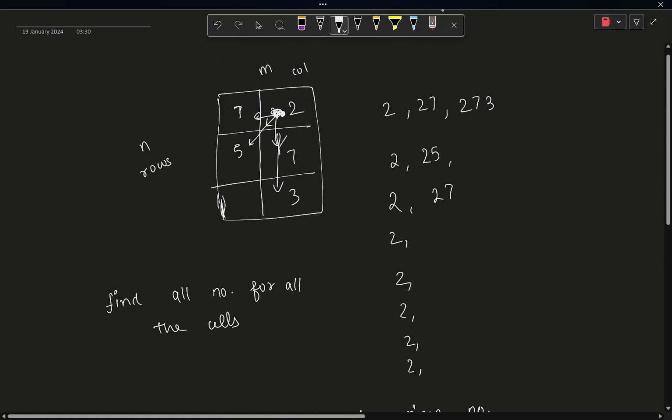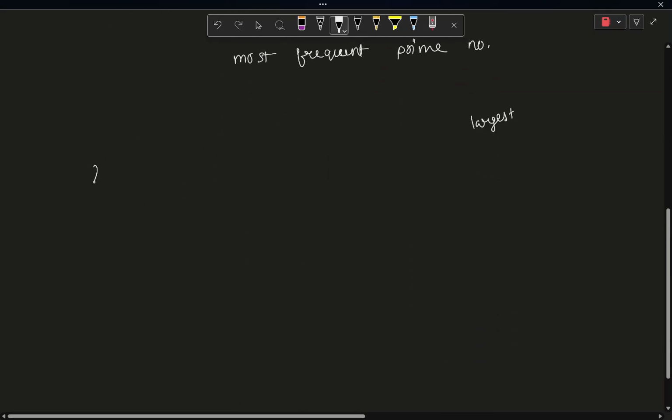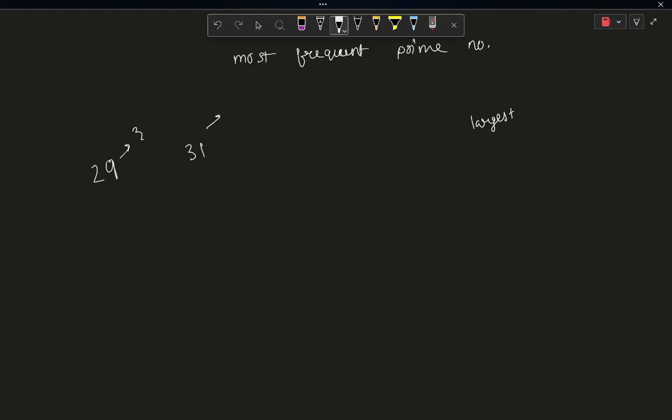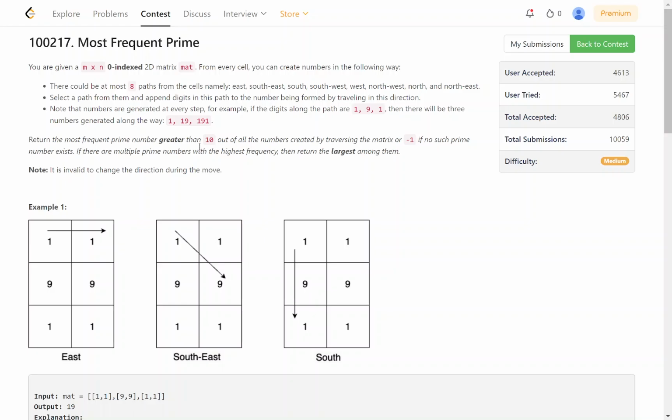So in case, let us say that for some given input you are getting 29 and 31 as the two prime numbers which are coming 3 times, then you will return 31 because it is larger than 29 and the frequency is the same, right? So focusing on the frequency is the first part, and when you get a clash between elements with the same frequency, you return the one with the maximum value. That's it.